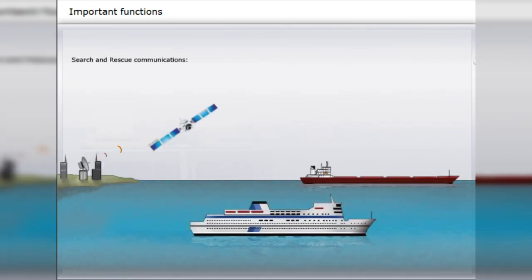Search and rescue coordinating communications are those necessary for the RCC to coordinate and control the search and rescue operation. The methods of communication are telephony or telex, terrestrial or satellite.